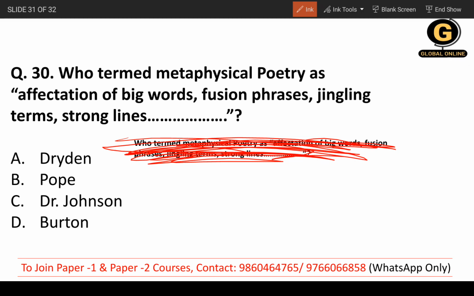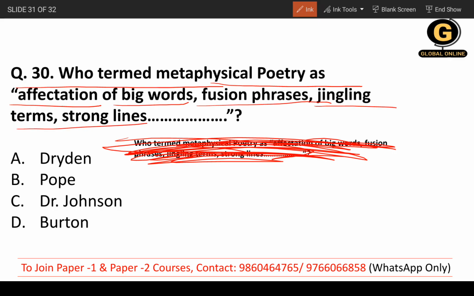Okay, just ignore it. Who termed metaphysical poetry as affectation of big words, fusion phrases, jingling terms, strong lines? You need to answer that. So let me tell you, Dr. Johnson was the person who coined the term metaphysical poetry. So he was not the person who termed it as affectation of big words, fusion phrases, jingling terms, strong lines. It was somebody else.